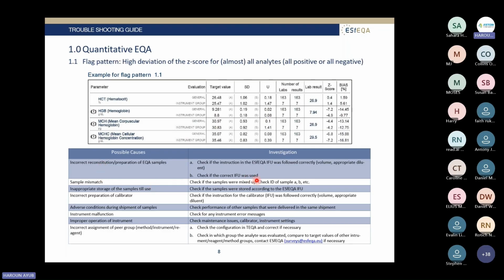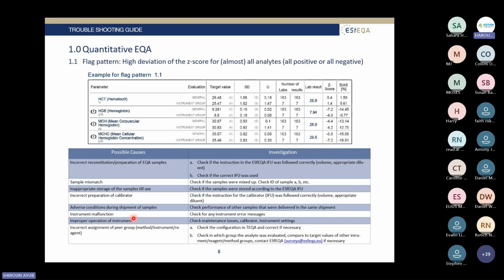Sample mismatch. Check if the samples were mixed up. If you ran A as B and B as A, check how you submitted. If you incorrectly prepared your calibrator, this might point it out. So we'll be able to look at what factors point to such. If you are getting lower results consistently, check if your calibrator was done okay. Adverse conditions during shipment of the samples. If you had very high temperatures that might have affected the samples, or when you received them, they were stored in the pharmacy department at room temperature for 2 days before you went to obtain them. Those could also be factors.